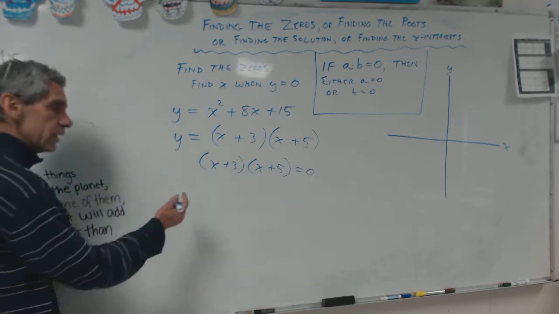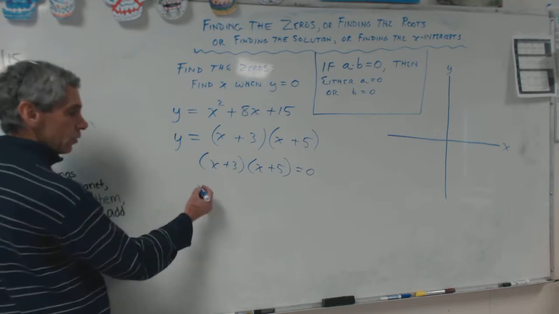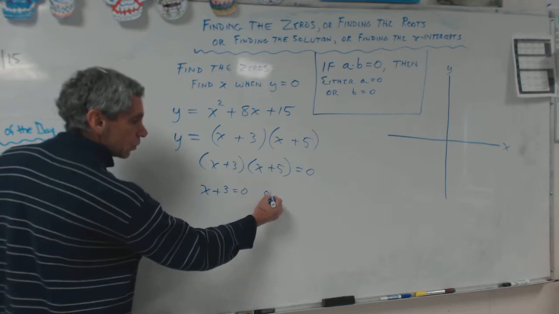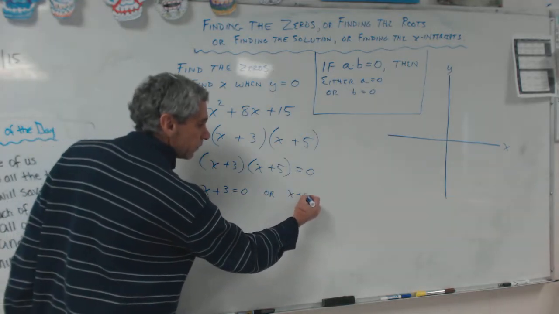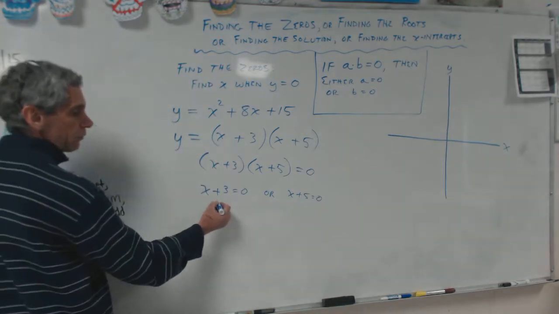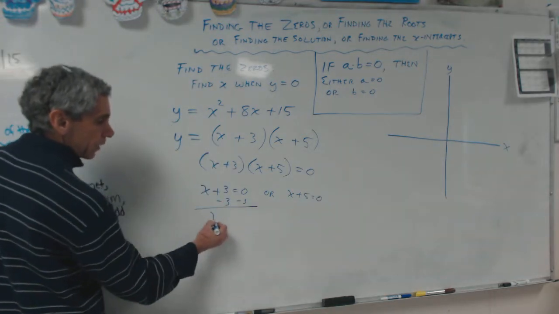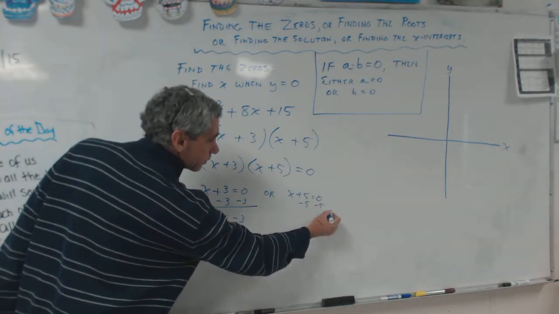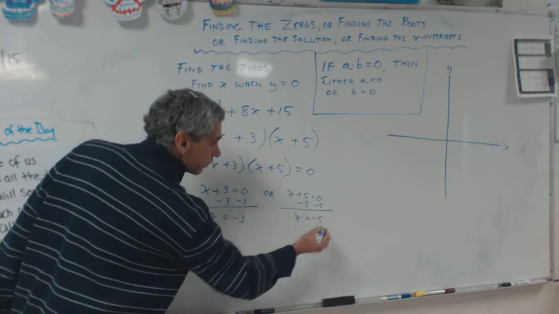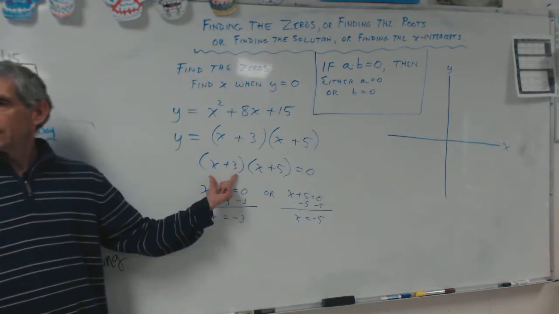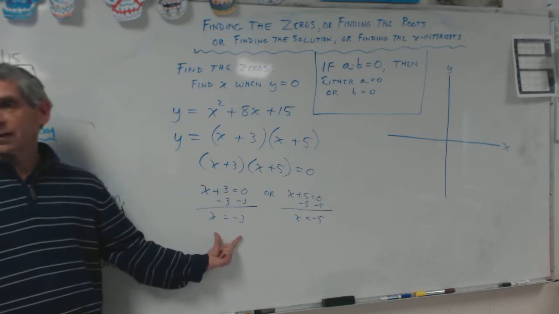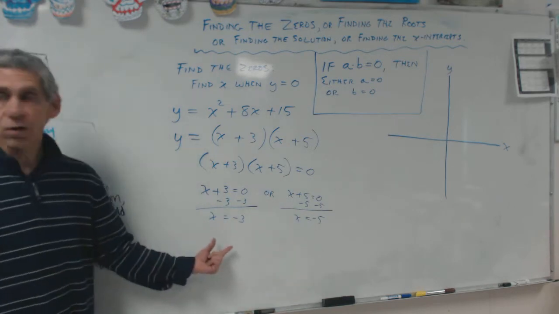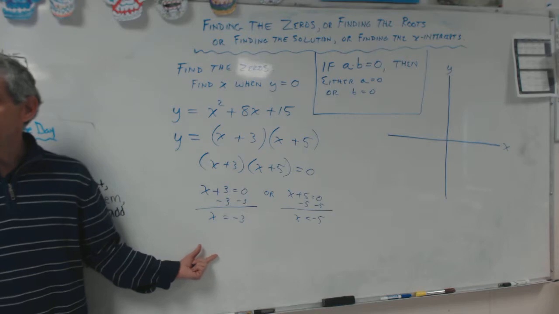-5. So if you did it algebraically, you can either do it that way in your head, or you can say, well, x plus 3 equals 0, and then you write the word or, and then you say x plus 5 equals 0. Then you subtract 3 from both sides, and you get x is equal to -3, and then subtract 5 from both sides, x equals -5. And that's what you got when you said x would have to be -3 here, and x would have to be -5 here for that to be 0. So my zeros are -3 and -5.